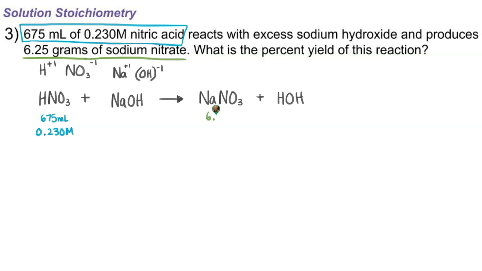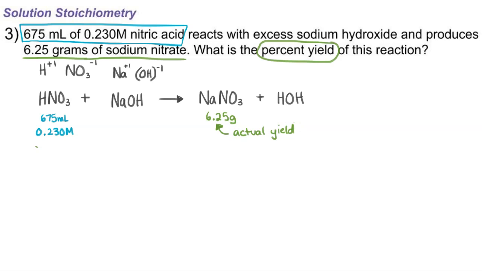So 6.25 grams, this must be the actual yield of product. And so I'm going to go ahead and label it as such so I don't get confused later. The amount of product that we're given, this is not the amount that should be produced with this amount of reactant. This is the actual yield. And so we'll need that piece of information because we are asked to calculate out the percent yield as our final answer. And so first we'll need to figure out what is the theoretical yield of sodium nitrate, and then we can take our actual yield divided by the theoretical yield, which we'll calculate to get our percent yield.